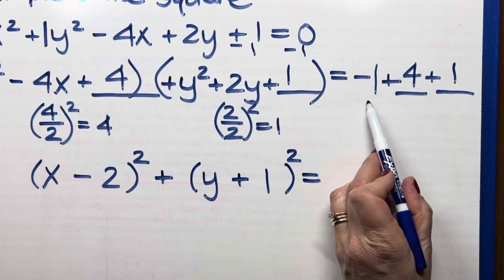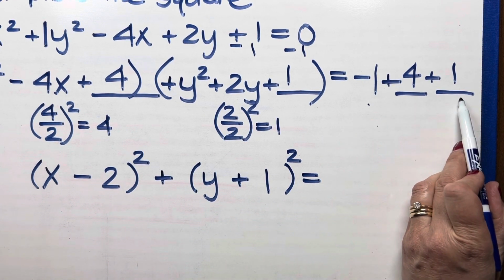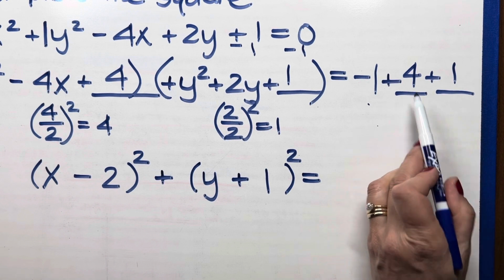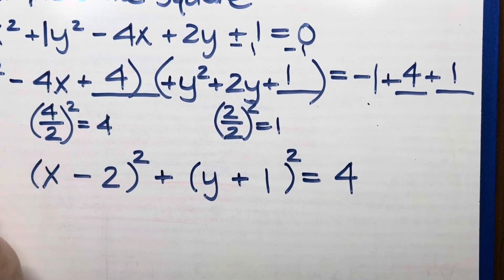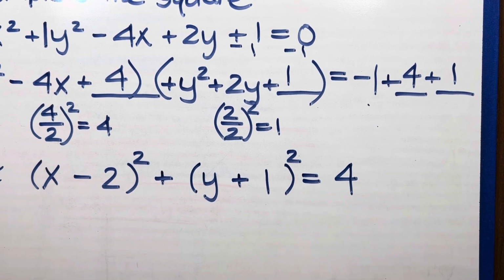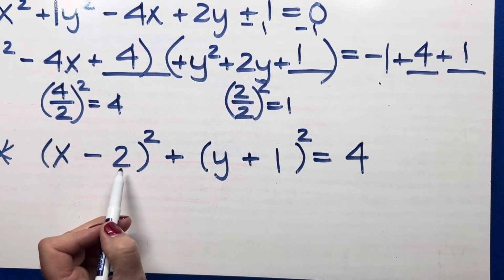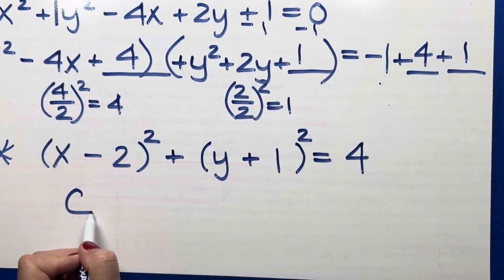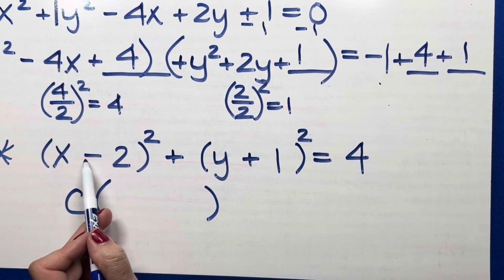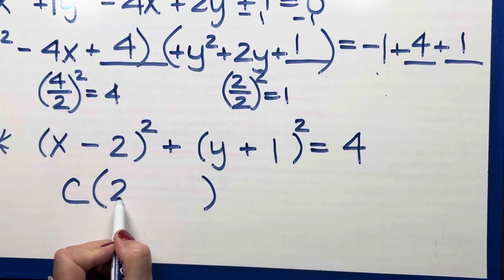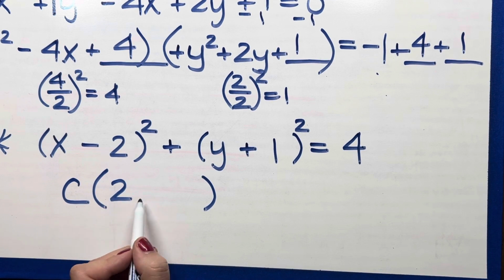Now, over here, I have a minus 1 and a plus 1. Those cancel to 0, and I just have a 4 left. So now, this is the general form that I have for a circle. And I'm going to pick out my center. Remember that the negative stays as part of the formula. So this x value, my h, is 2.